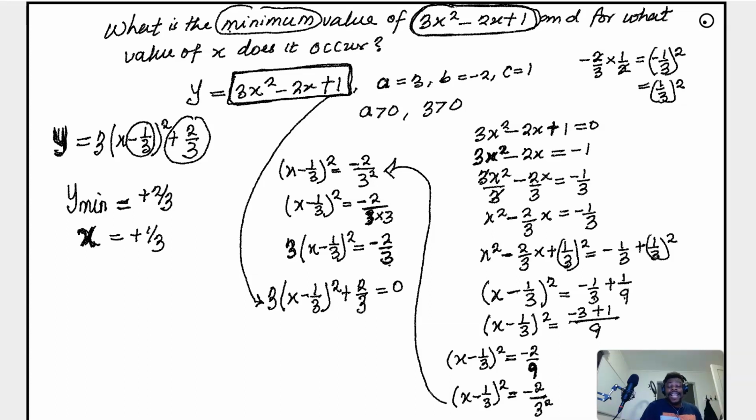Easy. Now, don't worry. I'm going to give you a short method for this. But this is the normal method. But I'll give you the short method for this, so you don't have to worry about going through this process. Now, let's go through the short method.